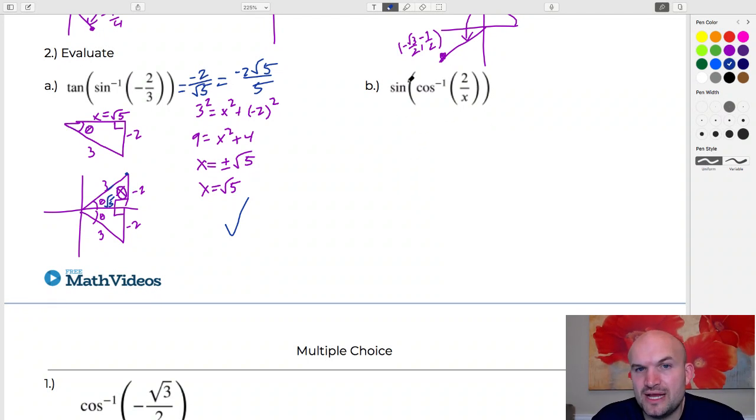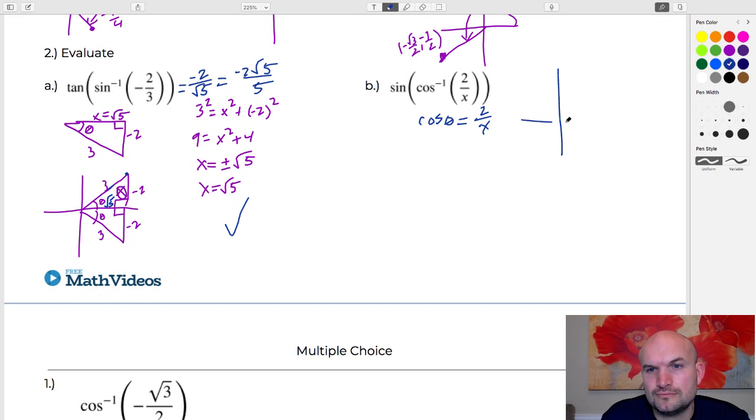All right, so in this one, I have sine of cosine inverse of 2 over x. Again, we can think about this: the cosine of what angle is equal to 2 over x? Well, based on this information, I'm going to draw a triangle. Now, everything's positive, or at least the adjacent and x are positive. So I'm going to work in the first quadrant, because obviously it would have to be negative for it to be in the second quadrant.